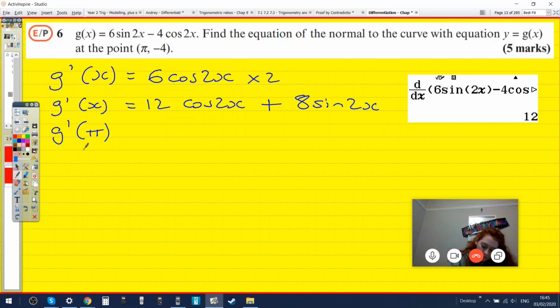And so we're asked for the normal. So how do we go about that? Is that going to be a perpendicular? Yes. And so what will happen there? Will it be negative 12? Negative reciprocal.